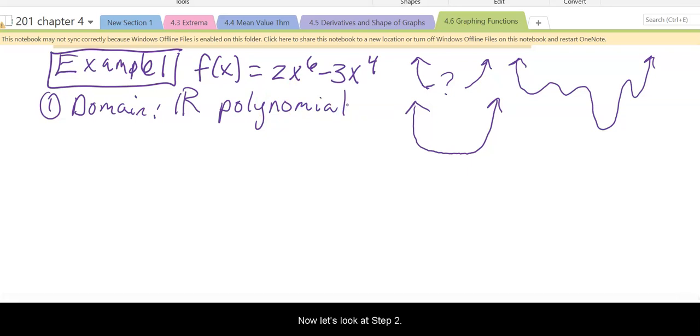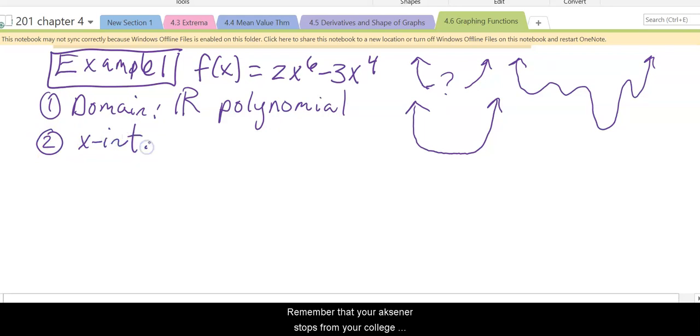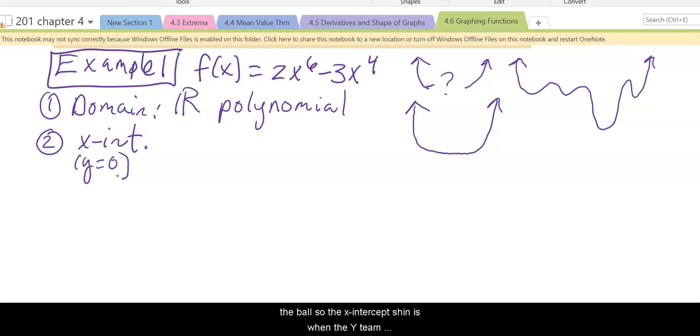Now let's look at step 2. When we were looking at step 2 on the gold chart, we were trying to find out where the x and y intercepts were. So now I'm going to find the x and y intercepts. Remember that your x-intercepts from your college algebra class occur when y is 0. I like to think of this as sort of like a football game. You throw an interception in football when the opposite team gets the ball. In this case, we think of 0 being the ball, so the x-interception is when the y team grabs the ball away.